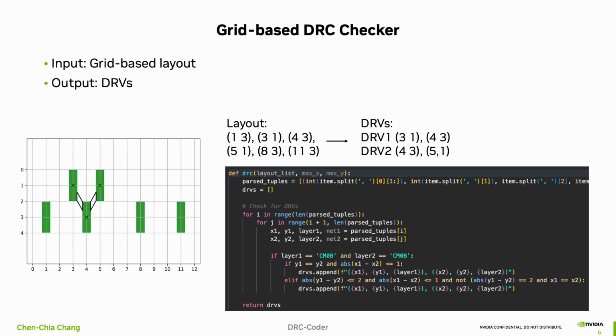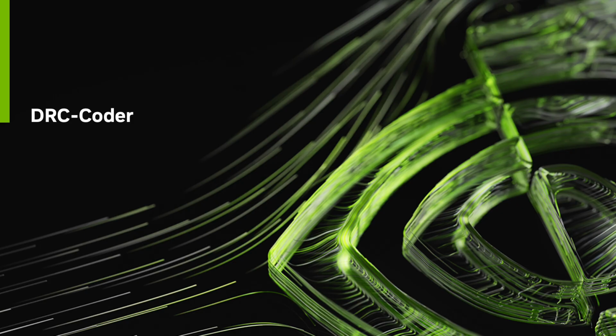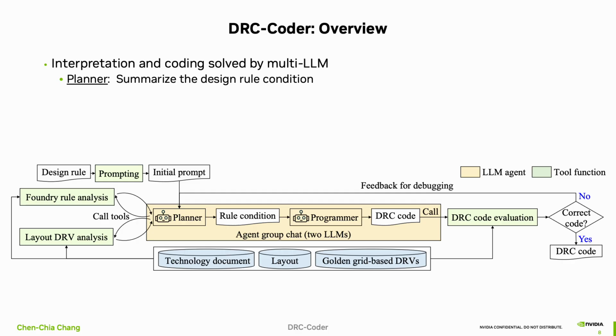And after we introduce the motivation for the development of the DRC checker and introduce the generated code, now we are going to introduce our methodology. So this is the overview of our DRC Coder. In our DRC Coder, we separate the interpretation and the coding to be solved by two LLMs.